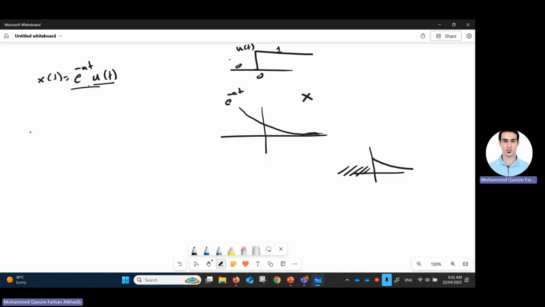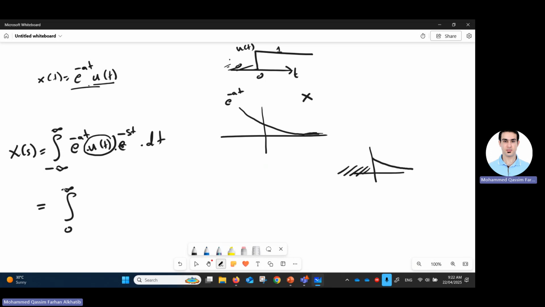Now let's apply this to the integration. X of s equals integration from negative infinity to infinity e to the power minus at u of t dot e to the power minus st dot dt. So that's a multiplication operation. Now the unit step function, we've seen it, at the negative points in time the values are 0. So here my integration will become from 0 to infinity because of the unit step function. It will do the effect on the negative points in time. e to the power minus at times e to the power minus st dot dt.